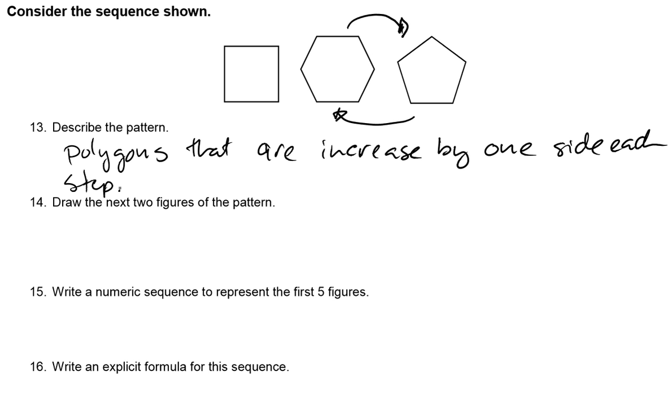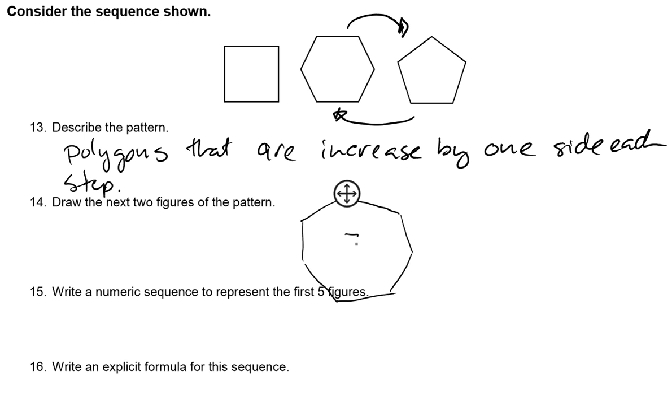Draw the next 2 figures in the pattern. Interesting. I've got a hexagon, right, with 6 sides. I don't know that I've ever drawn a 7-sided polygon. That could be interesting to try and sketch. 1, 2, 3, 4, 5, 6. Well, that's only 6 sides. Let's see. How would one sketch a 7-sided polygon? 1, 2, 3, 4, 5, 6, 7. Wow, I need to give you like a dot pattern tomorrow because that looks really rough.